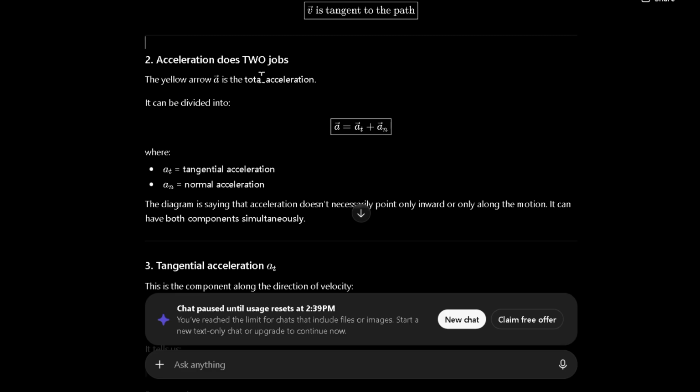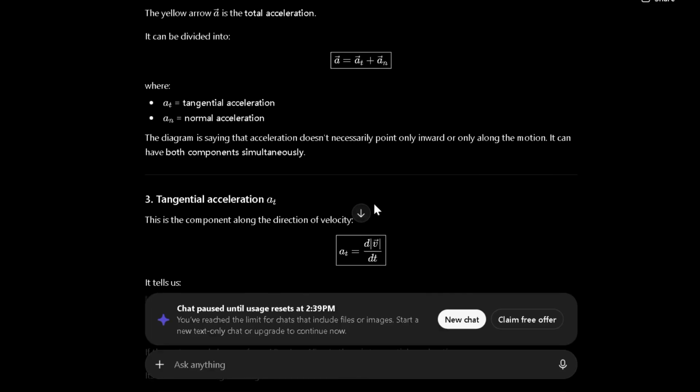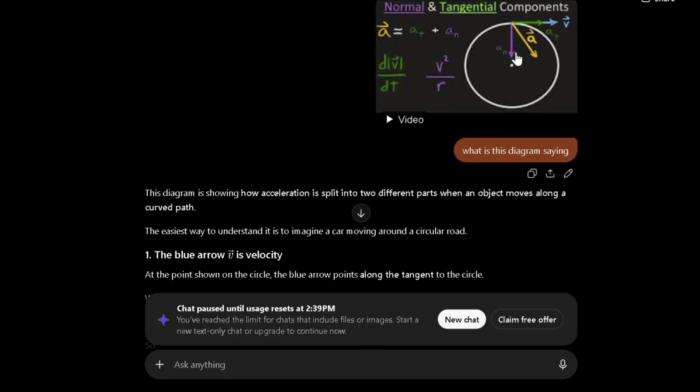Acceleration. The yellow arrow A bar is the total acceleration. So here A bar, the yellow arrow, is the total acceleration. A bar equals A tangential plus A normal. So here tangential acceleration and A normal is the normal acceleration. So this is A normal. This is tangential acceleration.